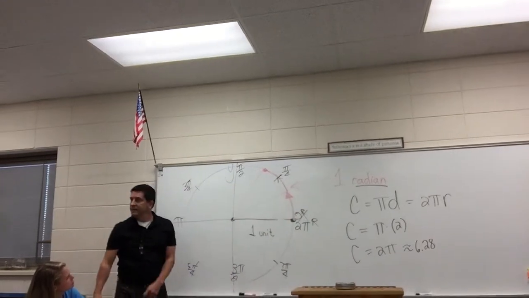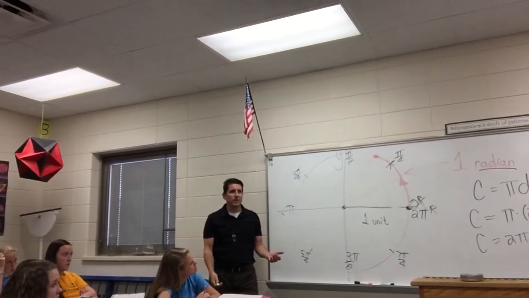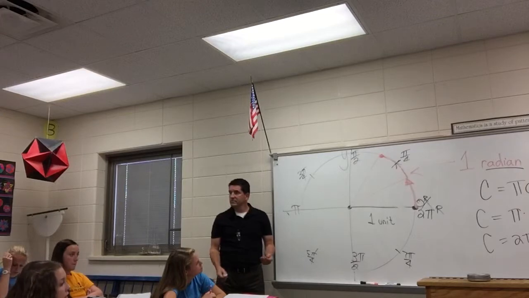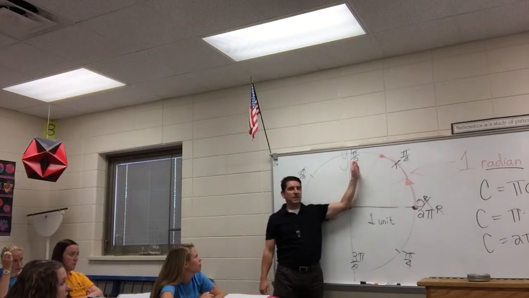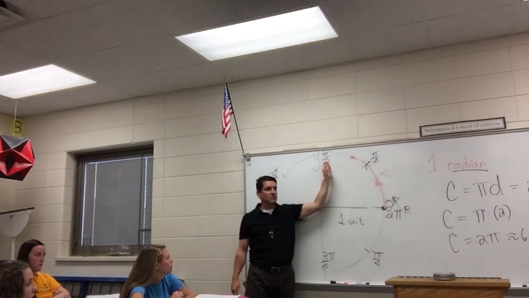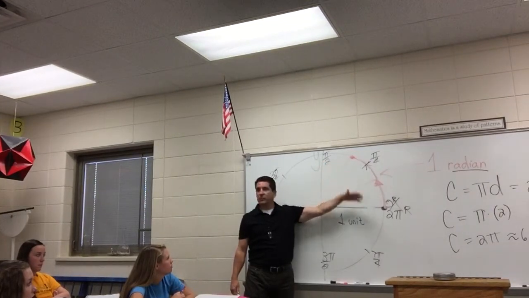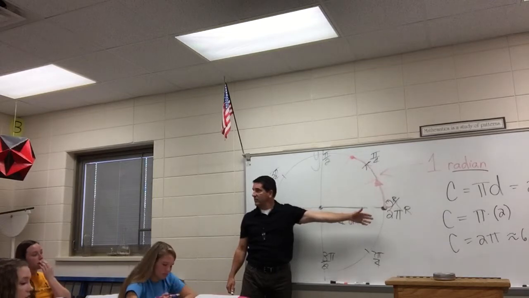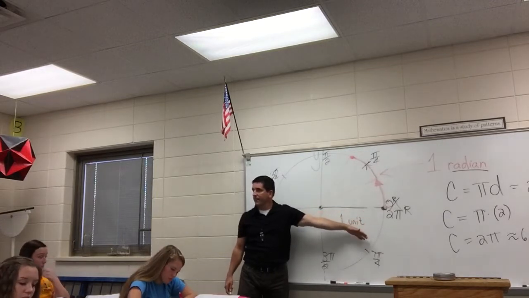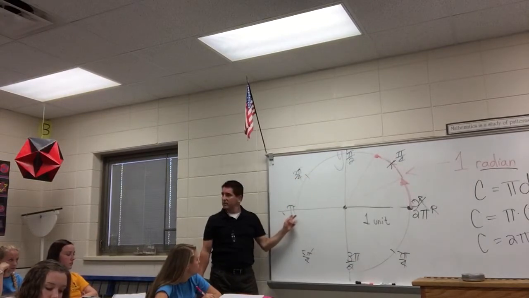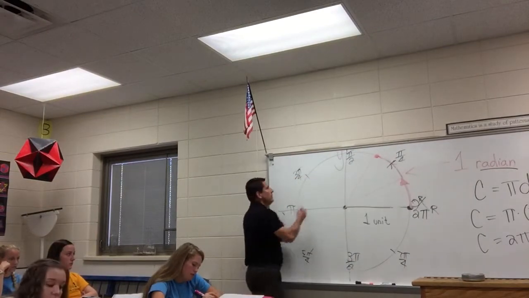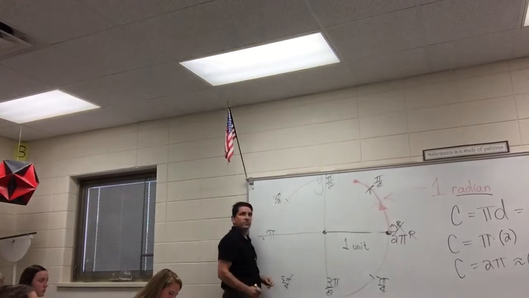Pi over 6. Where did that come from? 1/3 of a pi over 2. So pi over 2 times 1/3 is 1/6. Okay, what's another way to look at it? 1/6 of a whole pi. Okay, so when we look at these, we're going to have the markings for the pi over 3.